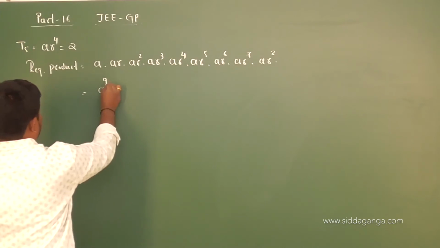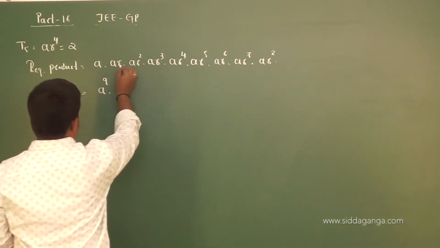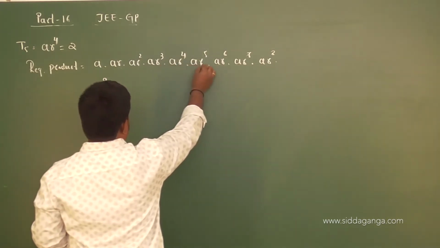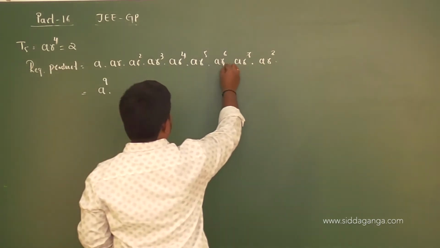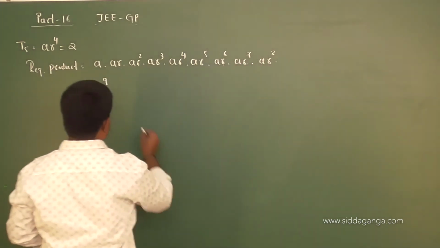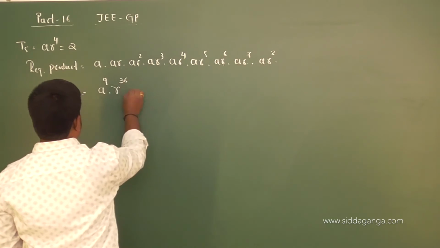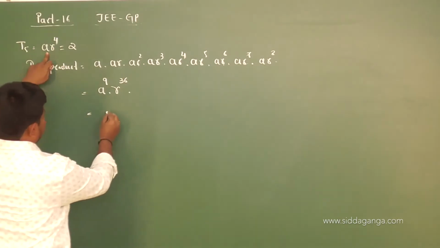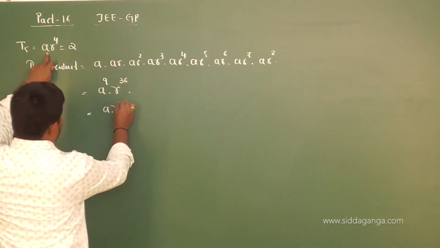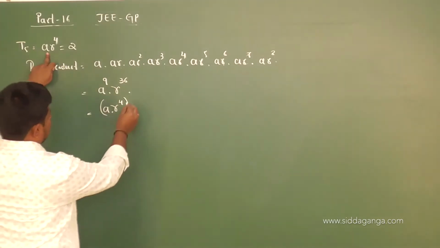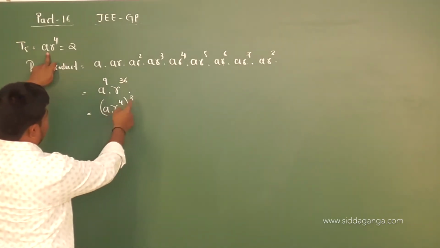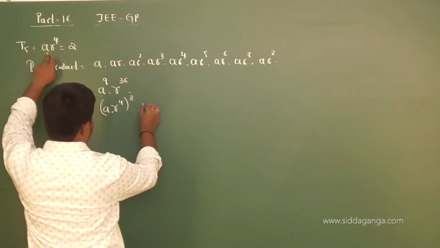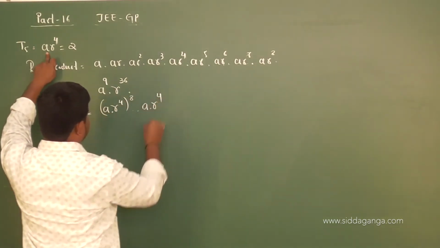So you get a power of 9 into r into r square, r power of 6, r power of 10, r power of 15, r power of 21, 28 and 36. So r power of 36. Here we have a r power of 4, no? So I can write this as a into r power of 4, 8, let me write. So a power of 8 into r power of 32. So a into r power of 4.